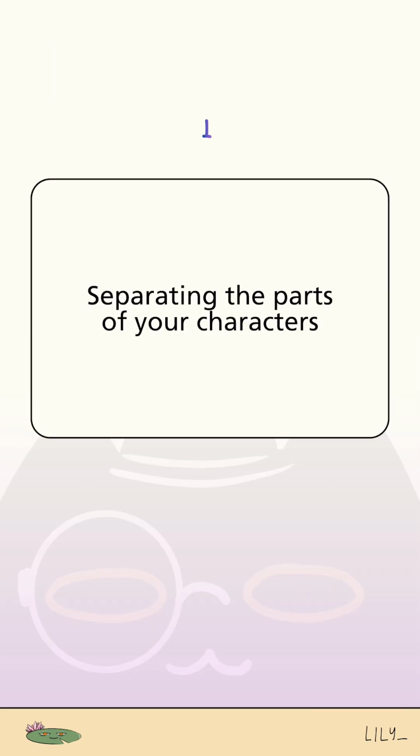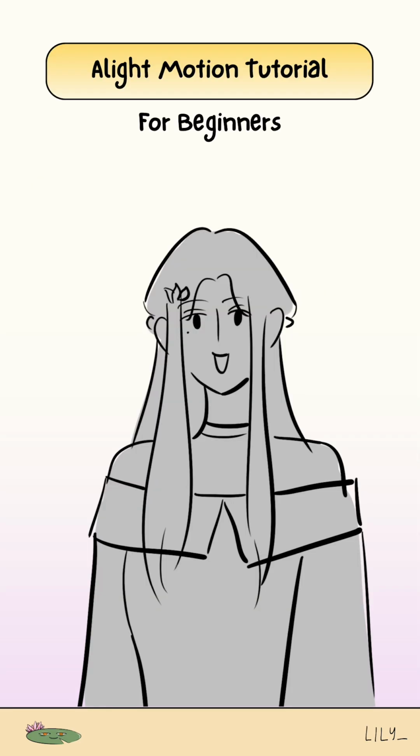So to start, I will teach you how to separate the parts of your character. So we will learn how to do that. There are many methods that you can do, like drawing the whole illustration, but for me, I prefer to draw everything separately from the get-go. So how do I do this?